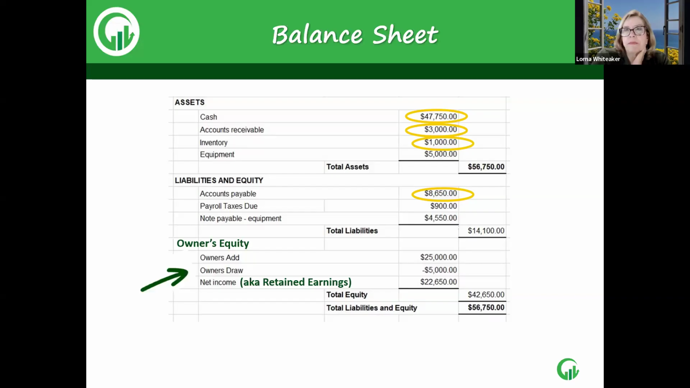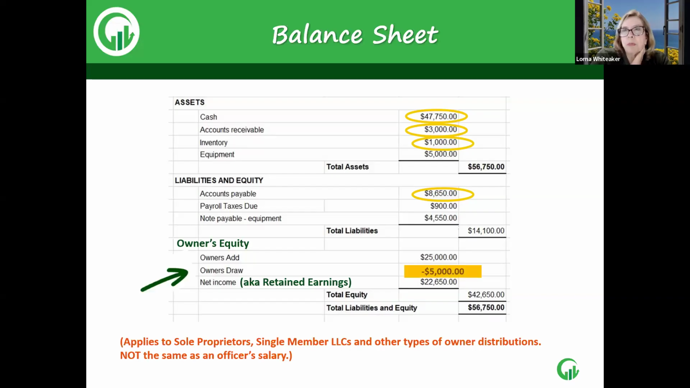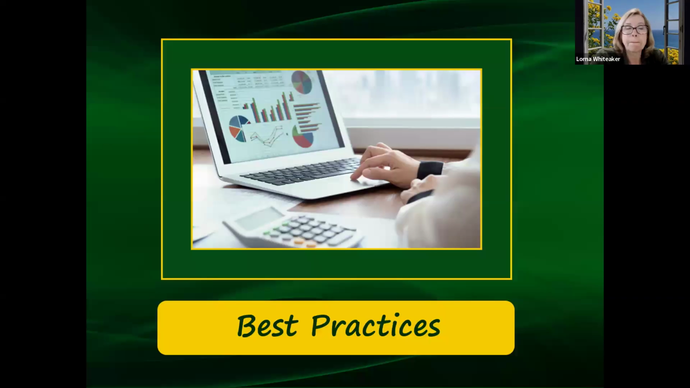And then owner's draw. Again, if you're a sole proprietor, this is where your money comes out of. If you're a corporation or an LLC taxed as a corporation, you can still take an owner's draw. You don't have to run everything through your payroll, and your CPA will guide you on what that number should look like so you can maximize the tax benefits that come from being an S corporation or an LLC taxed as a corporation. Okay, best practices.